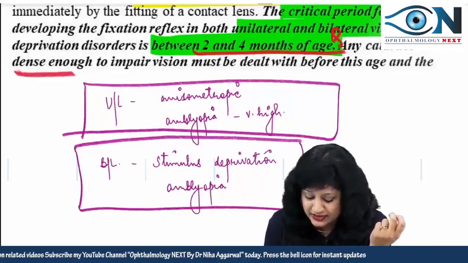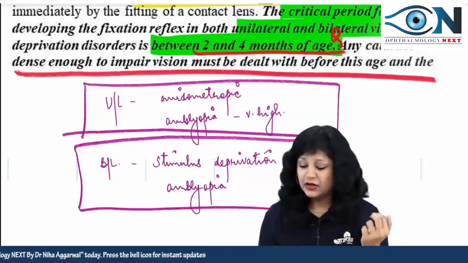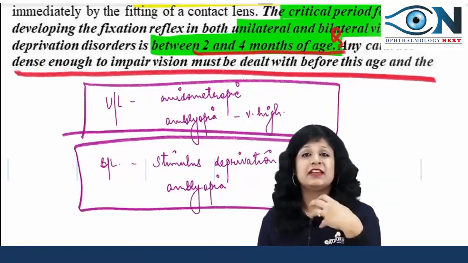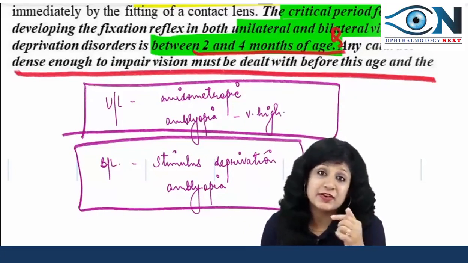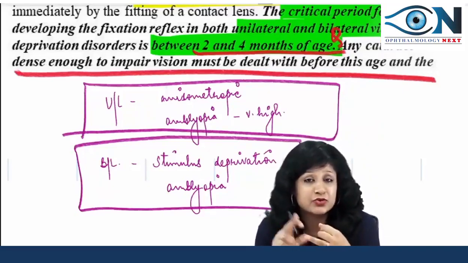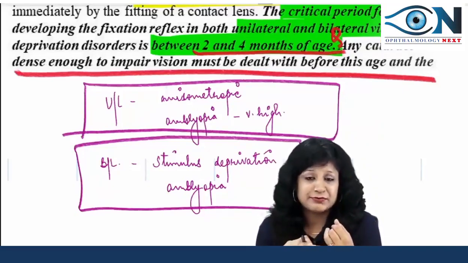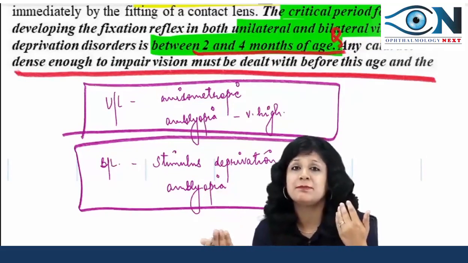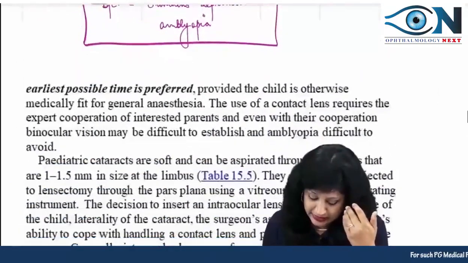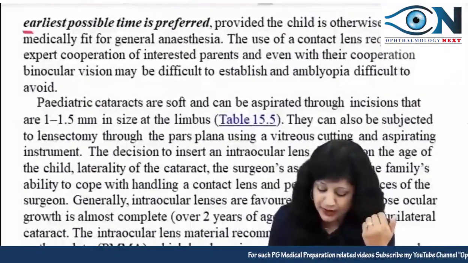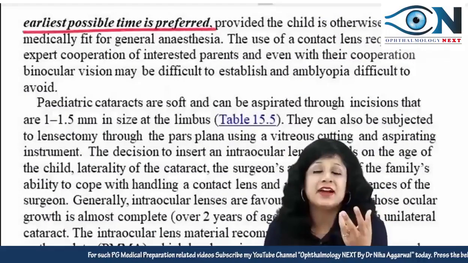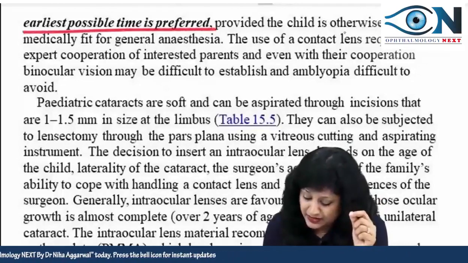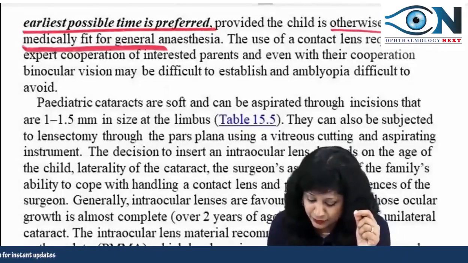Any cataract which is dense enough to impair the vision must be developing before this age, because any cataract which is dense enough will interfere with the fixation reflex, and if there is no fixation reflex, there will be no macular differentiation. Do you know that order? First will be the fixation reflex, then macular differentiation, and then the stereopsis. So obviously there will be a problem in the development of stereopsis also, and the earliest possible time will be preferred in cases of dense cataract occurring even before the development of fixation reflex, provided the child is otherwise medically fit for general anesthesia.